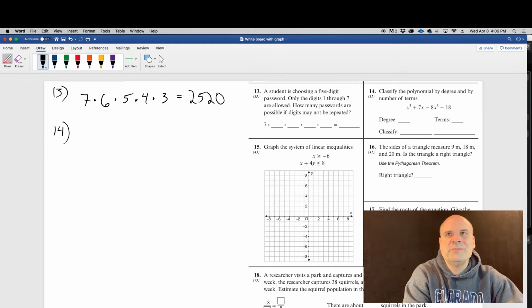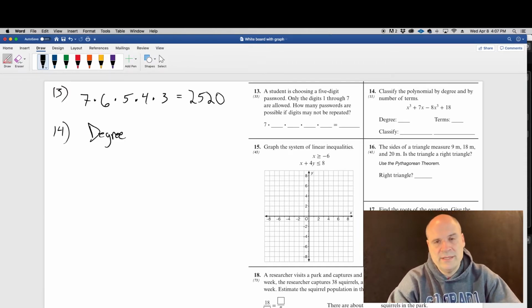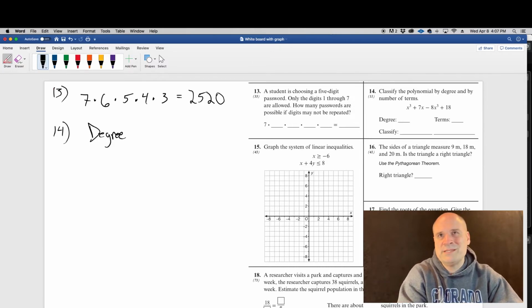Classify the polynomial by degree and by number of terms, okay? The degree is most of the time the exponent in each term, but the degree of the polynomial is the degree of the highest degree term in the polynomial. So basically you're just looking for the biggest exponent.